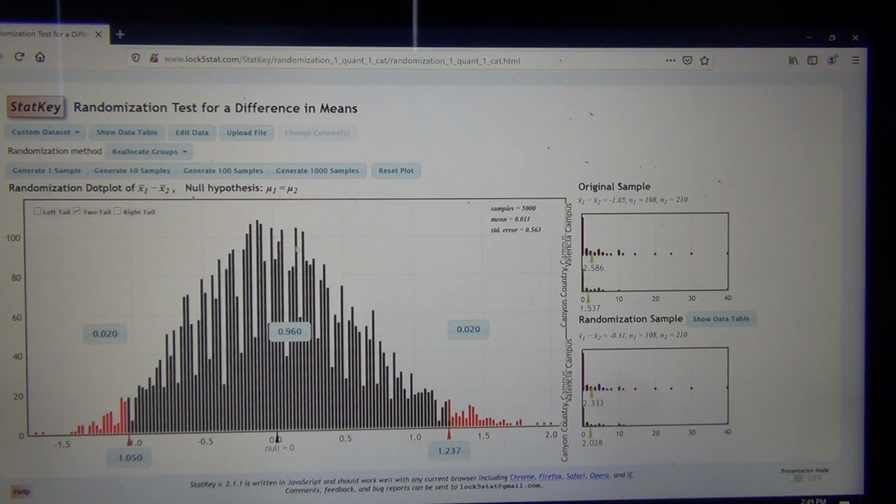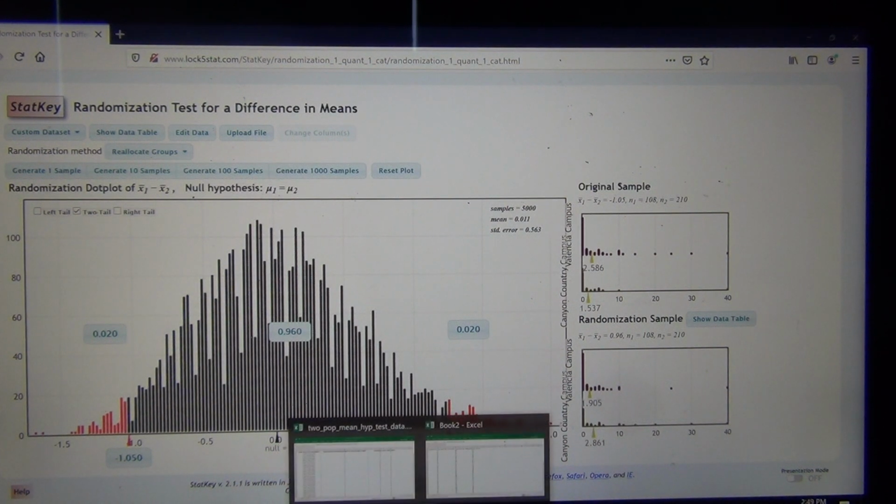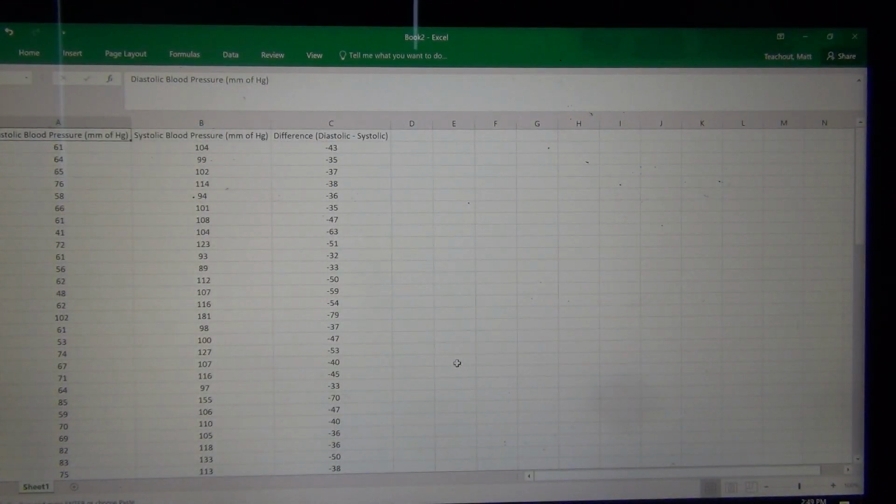All right. Now, what if I had matched pair data? So that's always the question. What if I had matched pair data? So let's work on matched pair data here. So I've got the matched pair data. This was a random sample of 80 adults, and we have their diastolic and systolic blood pressure, and we also have the difference between them.